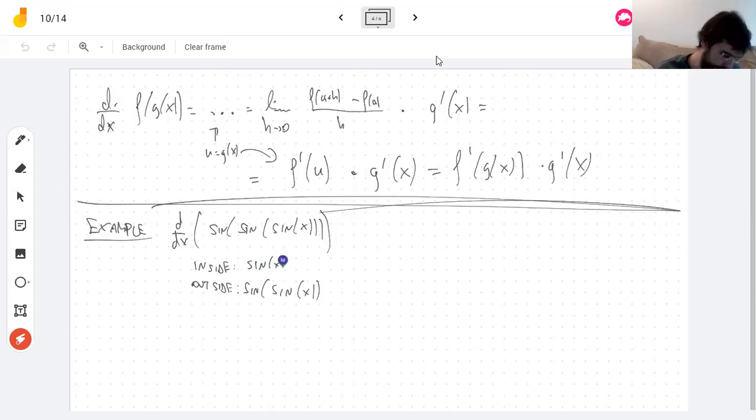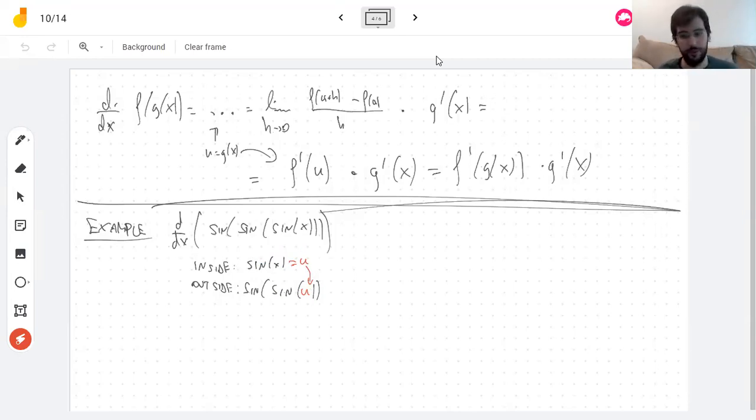If I plug in sine x, actually, let's just always say the outside function has u. So if I make u equal this thing in there, I get back the original function. So what we can do is apply a chain rule.